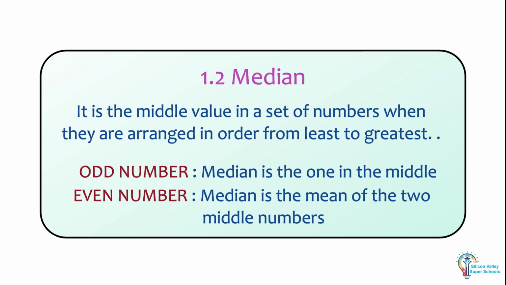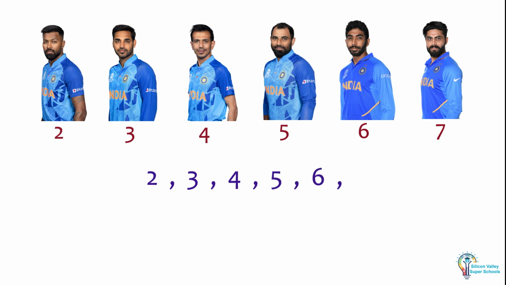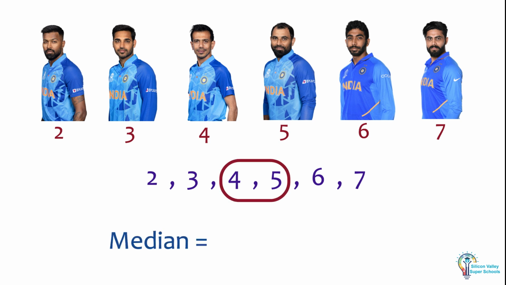numbers. For example, suppose we have the scores of 6 bowlers in a cricket match: 2, 3, 4, 5, 6 and 7 wickets. To find the median score, we arrange them in order and find the middle value: 2, 3, 4, 5, 6, 7. Since there are 6 numbers in the set, we take the mean of the two middle numbers, 4 and 5. Median equals 4 plus 5, divided by 2, which equals 4.5. So the median score of the bowlers is 4.5 wickets. This means that half of the bowlers took more than 4.5 wickets and half took less than 4.5 wickets.